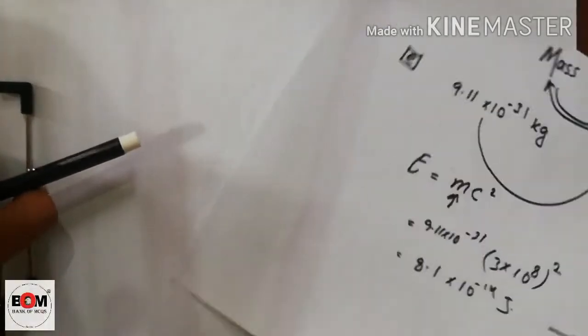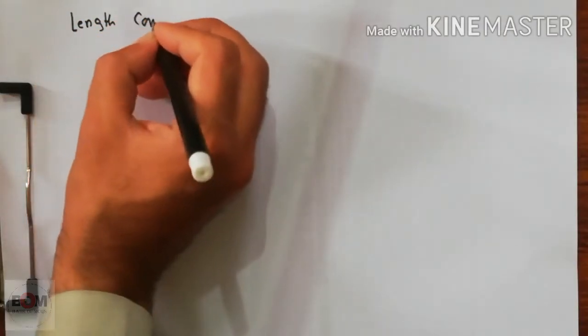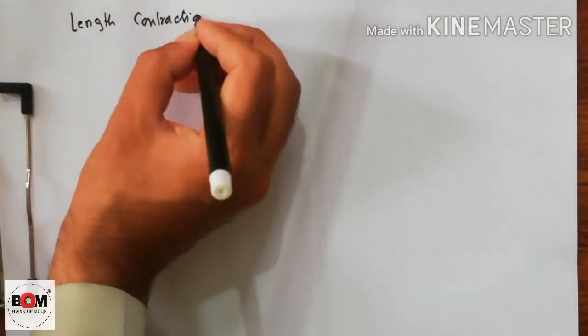The next is, a body is moving at high speed. So what will happen? Its length will be contracted. Length contraction will occur.